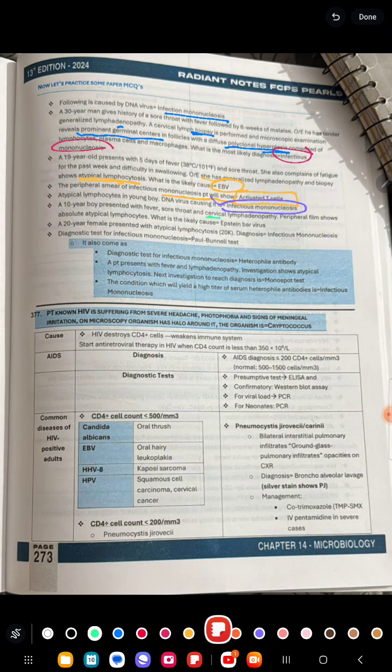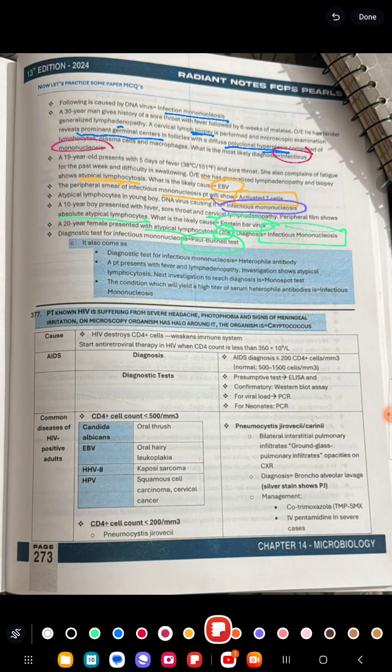Peripheral film shows atypical lymphocytes. What is the likely cause? It is Epstein-Barr virus. Next, a 20 years old female presented with atypical lymphocytes up to 20K. The diagnosis is infectious mononucleosis.